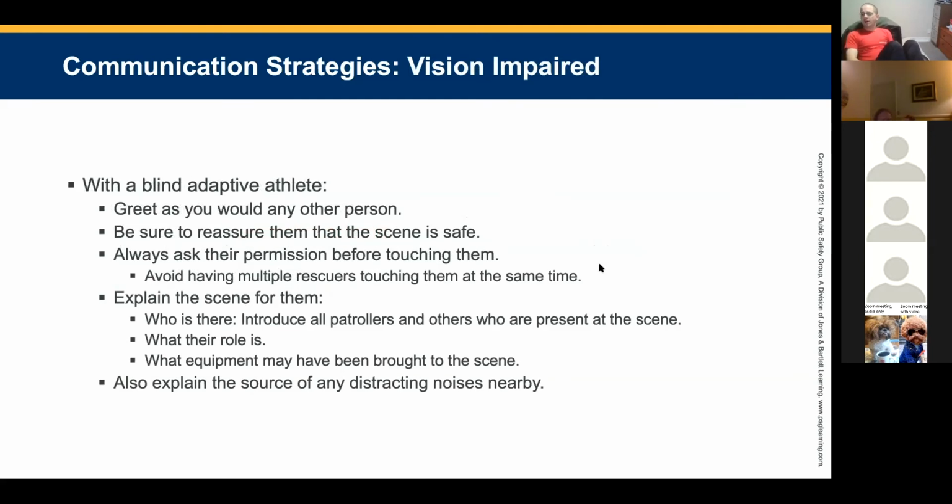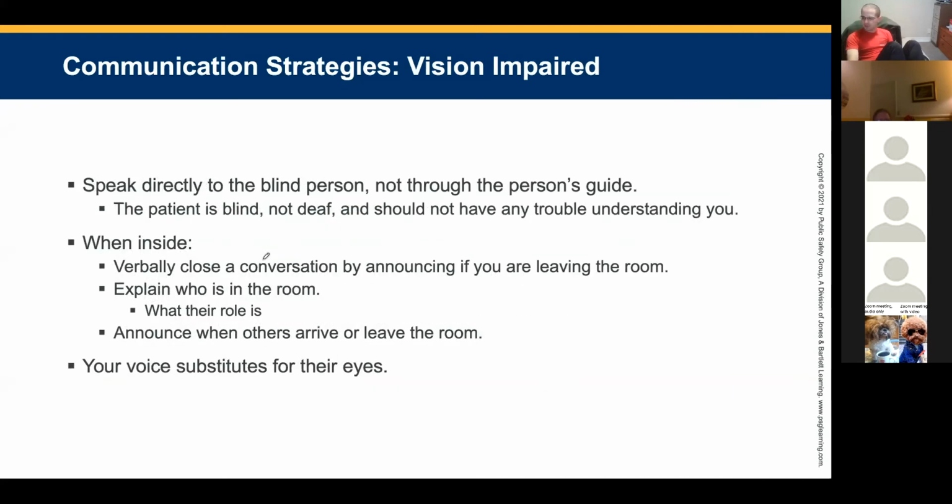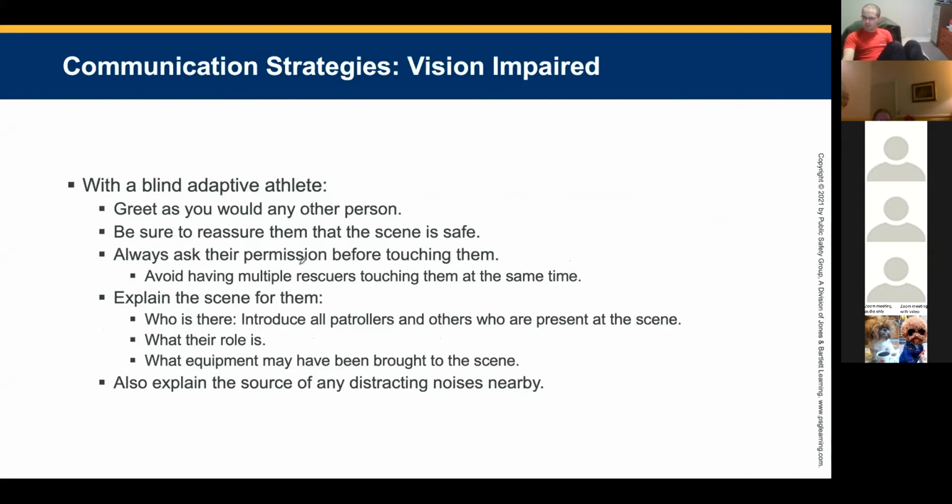So moving on to visually impaired or blind adaptive athletes, we want to greet them as we would any normal person. We want to reassure them that the scene is safe. We always want to ask their permission before touching them, and we want to avoid having multiple rescuers touch them at the same time. We want to explain who is on the scene. We want to make sure all patrollers or others on scene are introduced, what their role is, and what equipment may have been brought to the scene.